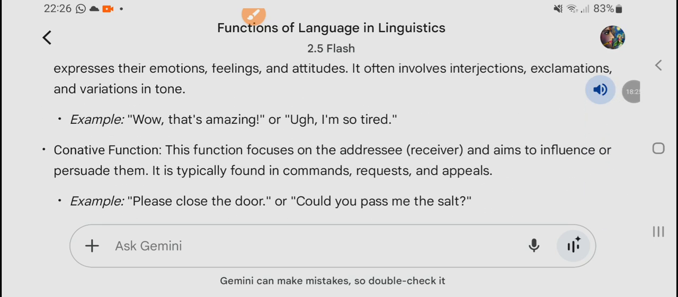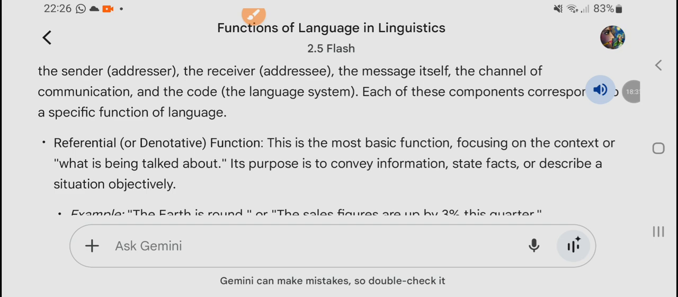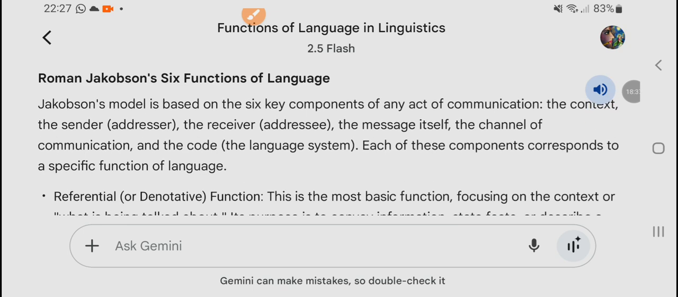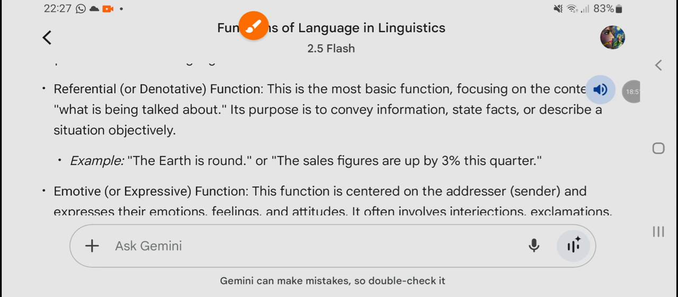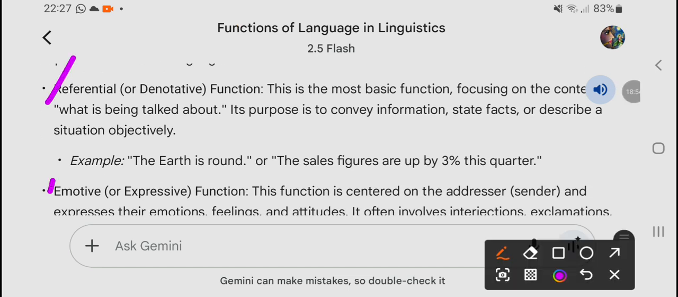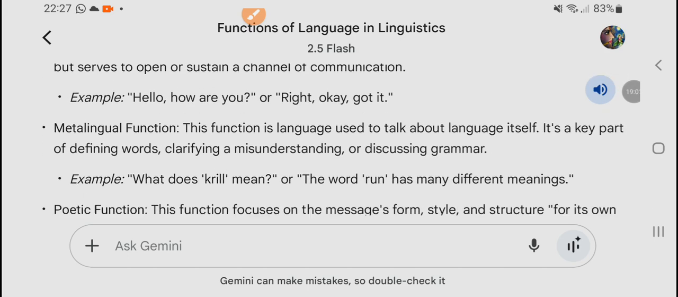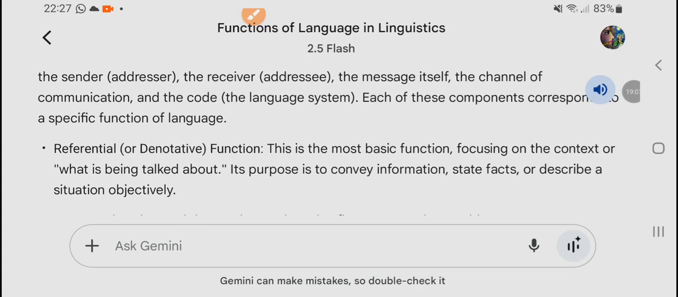So these are the 6 functions which are given by the author. Please take care. That is whose model we were discussing. We were discussing Jakobson's model, right? So Roman Jakobson's 6 functions. First is referential, number 2 emotive, then next is conative, phatic, metalingual and poetic function, according to Roman Jakobson.